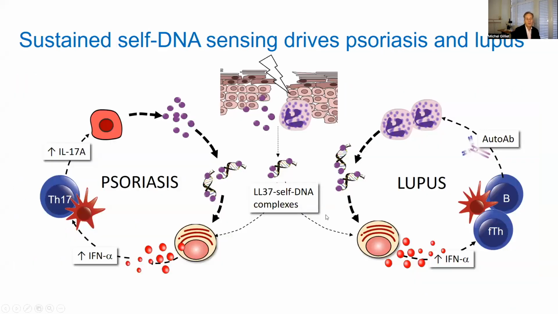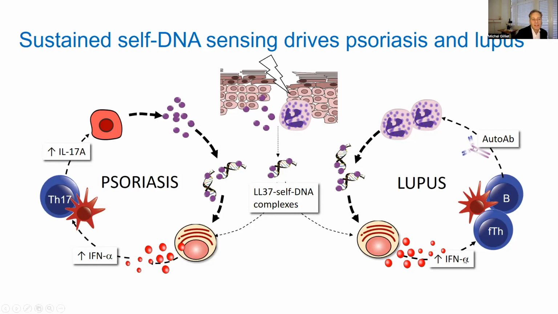So how do we put all this data together? We think we have this physiological function in the context of wound healing. However, in psoriasis, this activation leads to an overactivation of Th17 cells producing IL-17, which then activates keratinocytes, produces further antimicrobial peptides, further complexes, and provides a feedback loop which sustains this inflammatory process leading to autoimmunity.